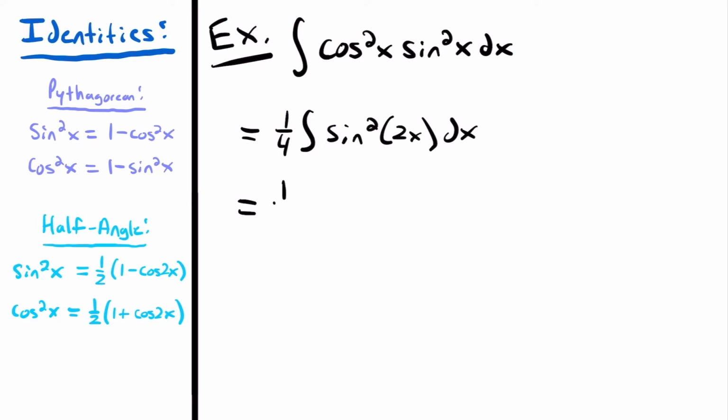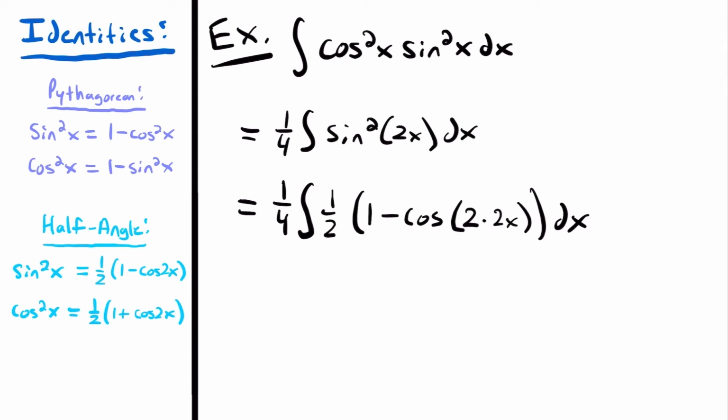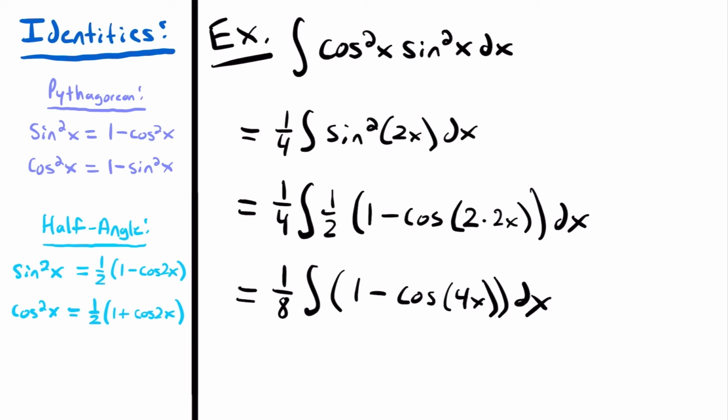So this will be equal to 1/4 times the integral of sine squared of 2x, which we can rewrite with this half angle identity, which will be 1/2 times 1 minus cosine of 2 times the angle from sine squared. So we have 2x, so we'll multiply 2 by 2x, and then multiply by dx. Then if we simplify, I'll pull this 1/2 to the outside and multiply it by 1/4. So this will be equal to 1/8 times the integral of 1 minus cosine of 4x times dx. And so now we have simplified our integral to a point where we can integrate both terms pretty easily.